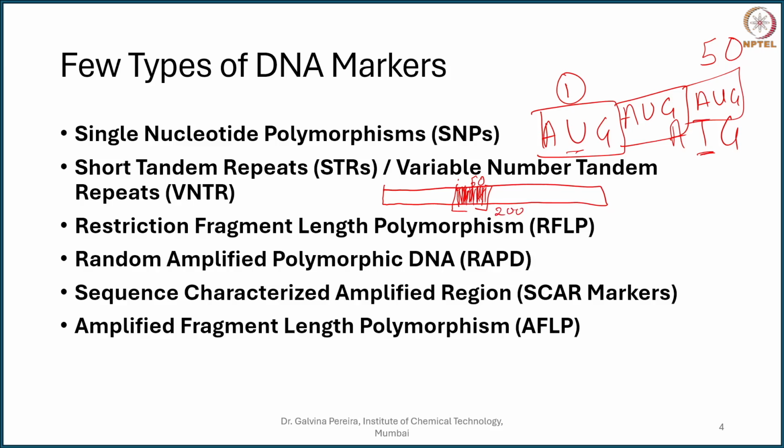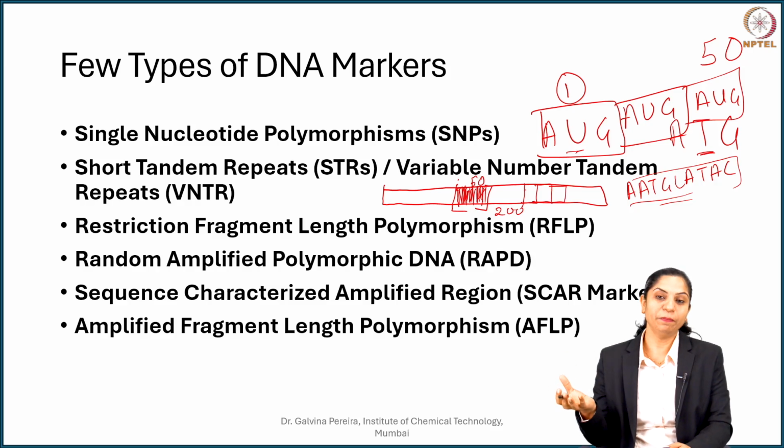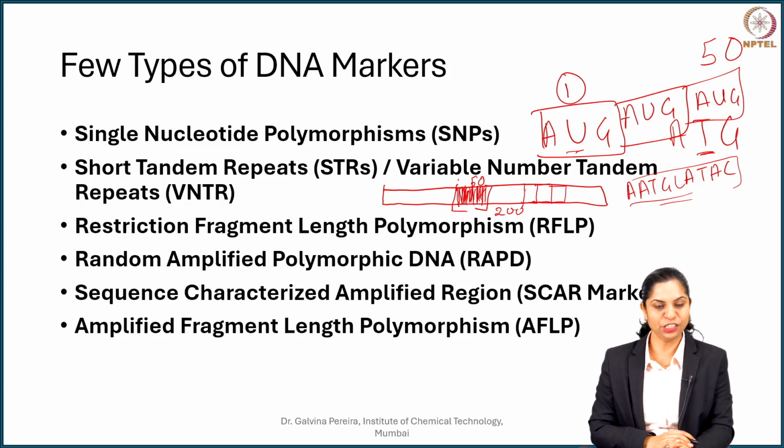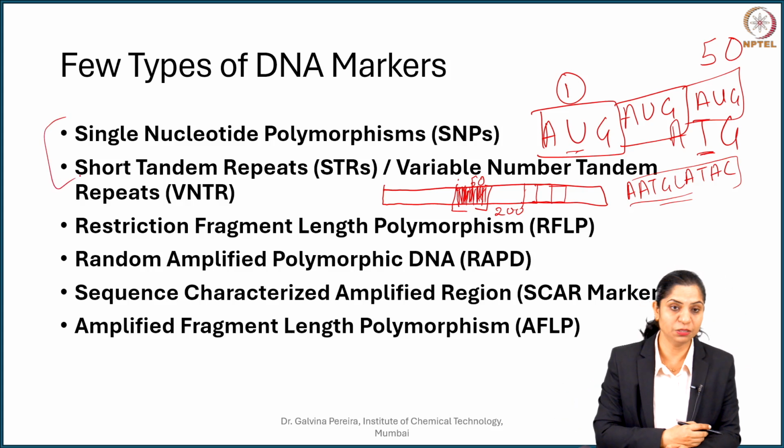Now, coming to VNTRs or variable number tandem repeats. Imagine if this was a big sequence, maybe 25 base pairs or so, and then this bigger sequence keeps on repeating. Short tandem repeats generally consist of a small combination, variable number tandem repeats is a larger combination, and that also keeps on changing depending upon the plant species. So, you could use this also as markers.